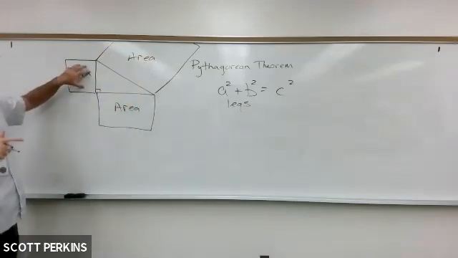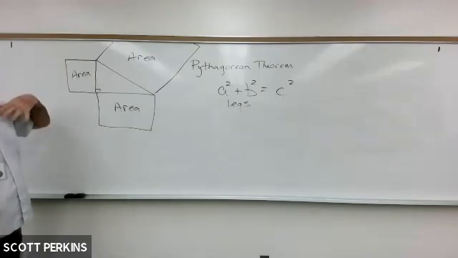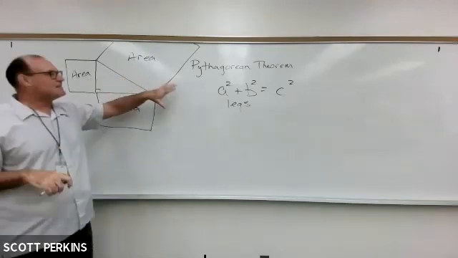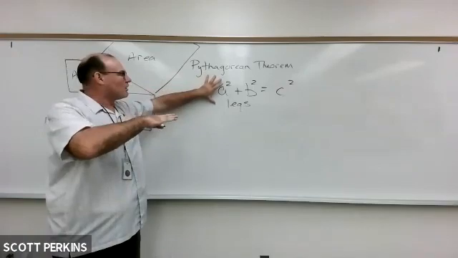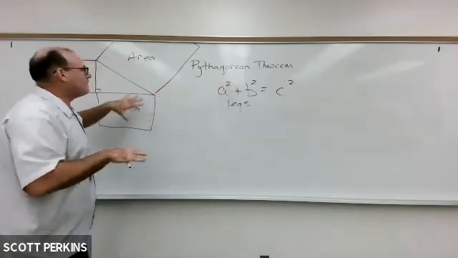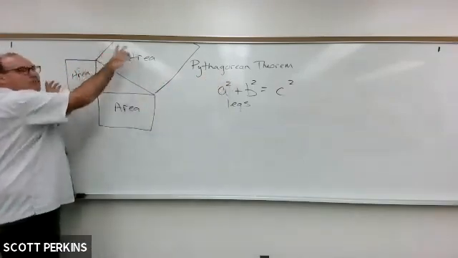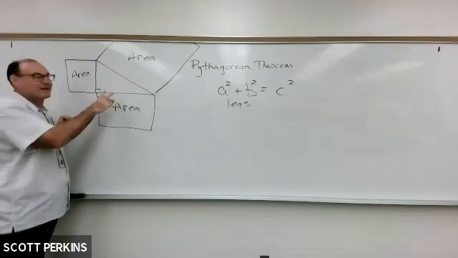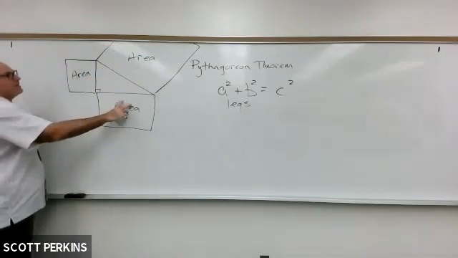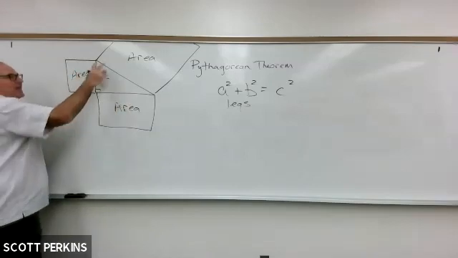So when he proved this relationship, that's why it's attributed to him. There's evidence that other people groups before the Greeks used this relationship, but Pythagoras is the one that actually proved that it has to be true. That's why it's named for him. The areas here equal this area.